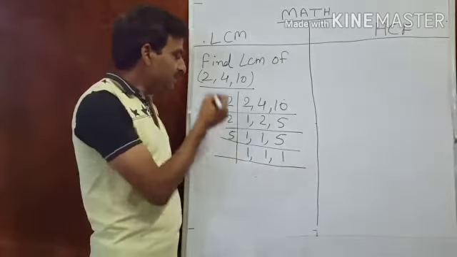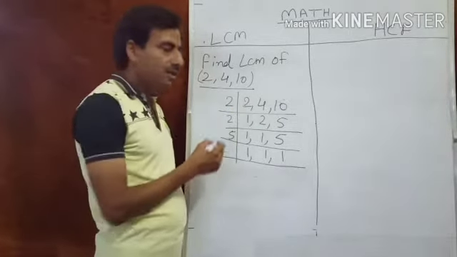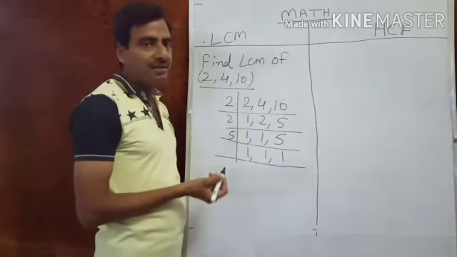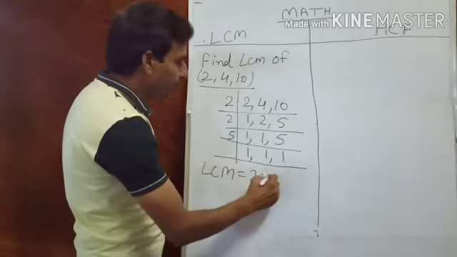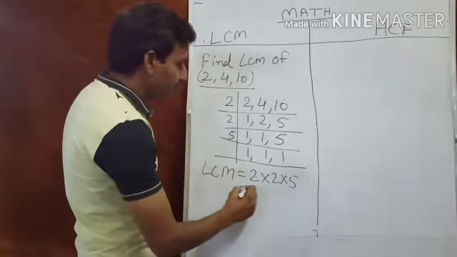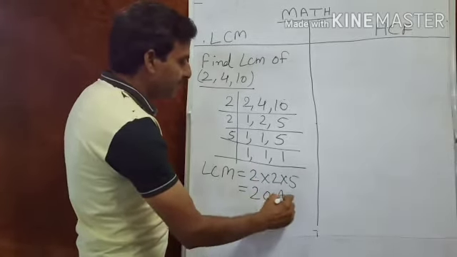Now, these divisors by which we are dividing the numbers, we multiply all, then we get the LCM of the given numbers. Then LCM is equal to 2 into 2 into 5, which is equal to 20. It is the exact answer.